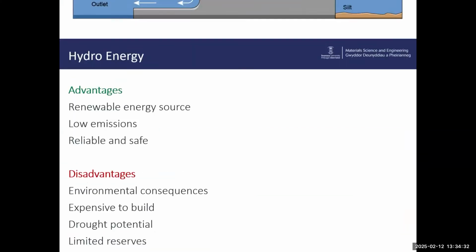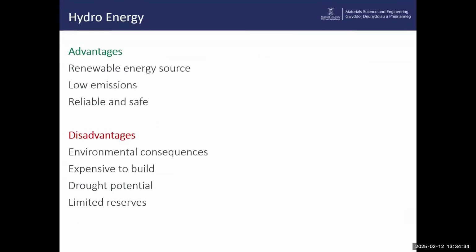Hydropower has been used for generations to provide countries with reliable fossil fuel-free electricity. It's not a new technology, but it is becoming increasingly popular as we're shifting to net zero. Some advantages: it's a renewable energy source with low emissions, very reliable and fairly safe. However, disadvantages are that there are some environmental consequences.